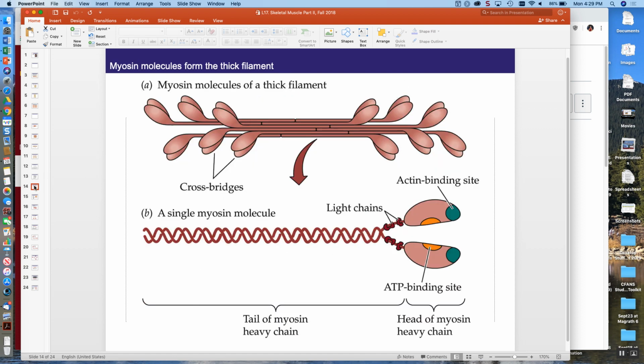All right, so here is what myosin looks like. Myosin has a long chain. This is a heavy chain, long tail. Light chains are on the neck. I just want to remind you that light chains are very important with smooth muscle contraction. Remember that? Myosin light chain kinase. This is where the light chains are, on the neck of myosin. And then the head region has both the actin binding site and the ATP binding site.